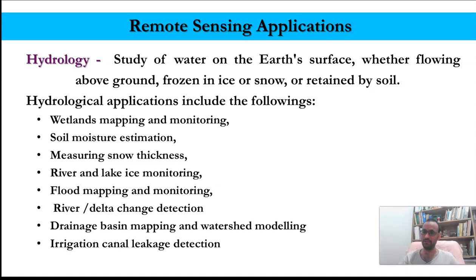This is the topic we are going to learn. Watershed modeling, definitely, and drainage basin mapping also, and irrigation canal leakage detection. Definitely this is very important to detect damage in the canal, so it can save lots of lives. This is a kind of hazard for the people.